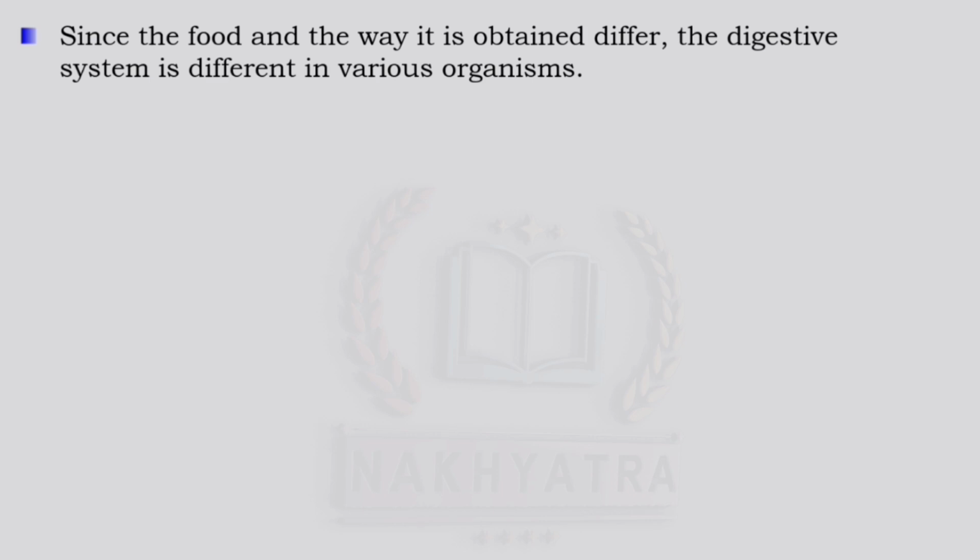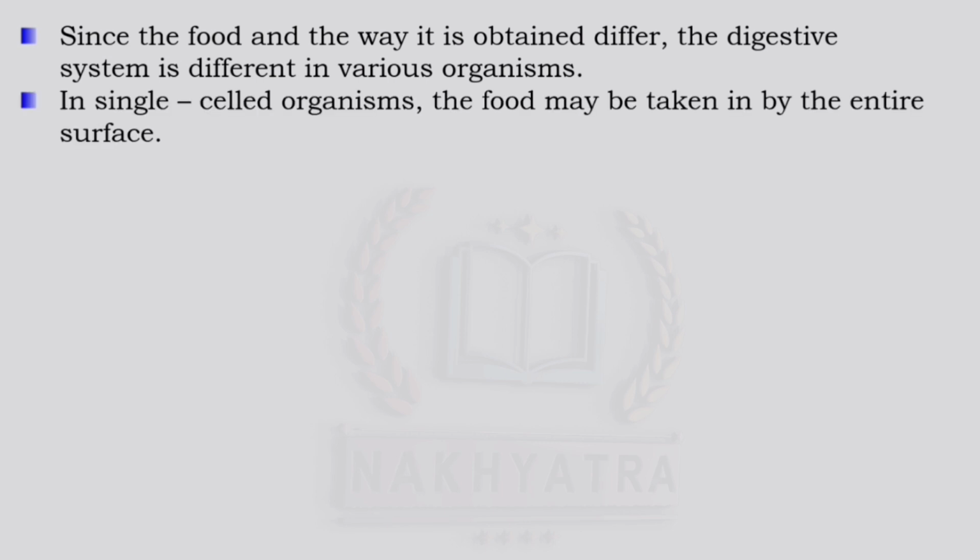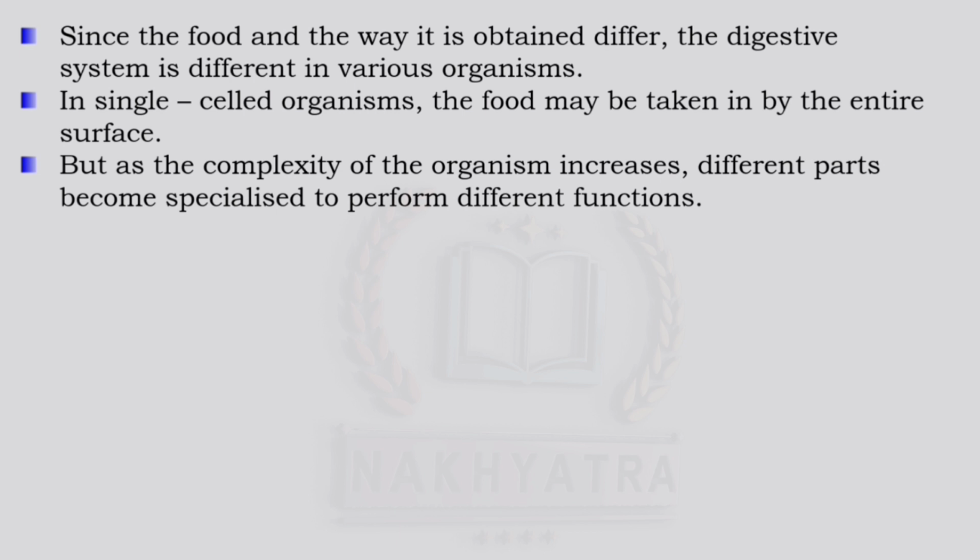Now see, how do organisms obtain their nutrition? Since the food and the way it is obtained differ, the digestive system is different in various organisms. As I already explained, herbivores have a long intestine whereas carnivores have a short intestine. In single-cell organisms, the food is taken in by the entire surface. But as the complexity of the organism increases, different parts become specialized to perform different functions.